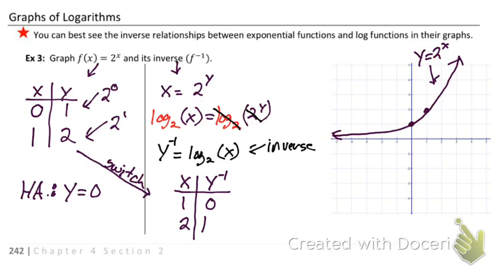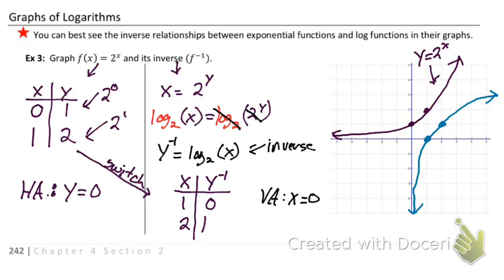Okay, so plotting those points, like I said, we have 1, 0, which is here, and 2, 1, which is right here. My exponential function has a horizontal asymptote. Well, this one is going to have a vertical asymptote at x equals 0. So this graph's going to look something like this.